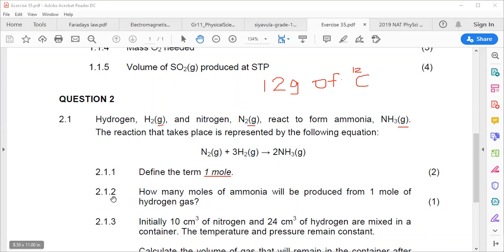Right, next one, 2.1.2. How many moles of ammonia will be produced from 1 mole of hydrogen gas? What do we say here? What's the answer? What did you get? Yes, Anthony. Nomtekabo, yes. What's the answer for 2.1.2? 0.67 moles, that's correct. How did you get that?